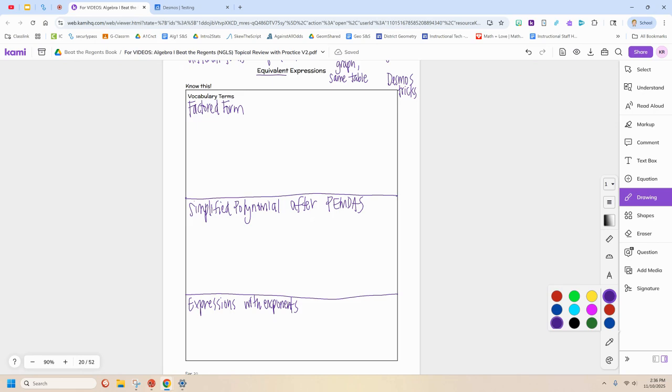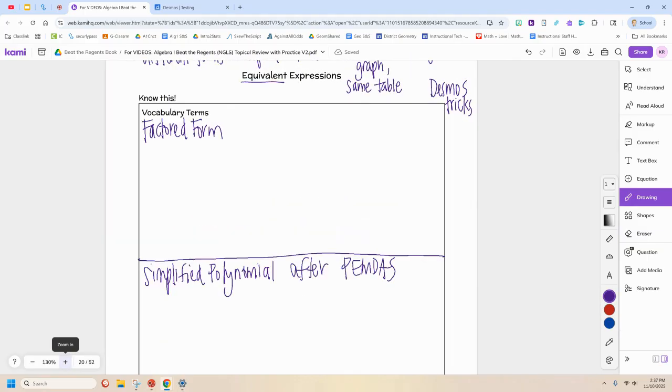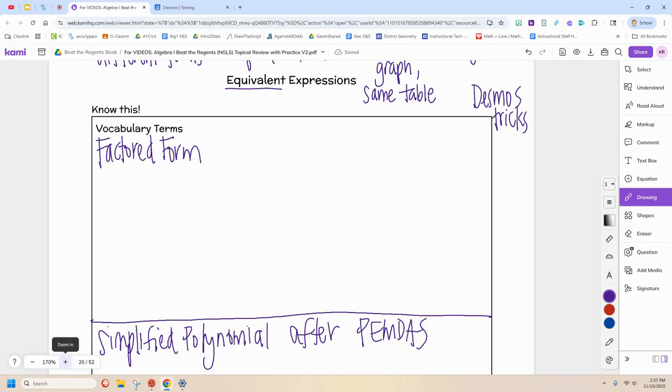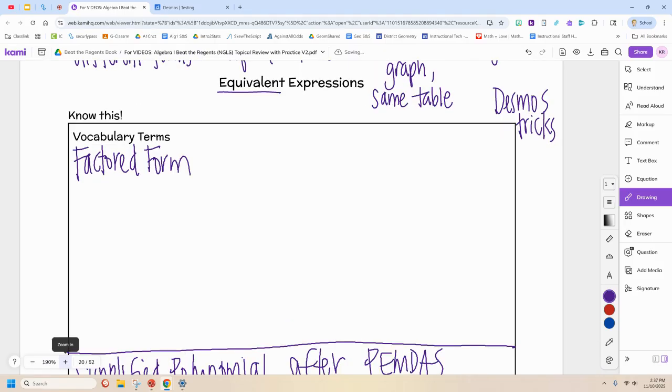All right, so for this video, this first one, this is equivalent expressions 1, we are going to focus on reviewing factoring and factored form. Okay, so there are 3 different types of factoring that we can use to factor expressions completely. And when we are in factored form or not factored form, they have to be equivalent. So our 3 types of factoring.